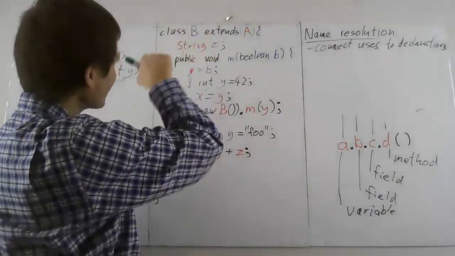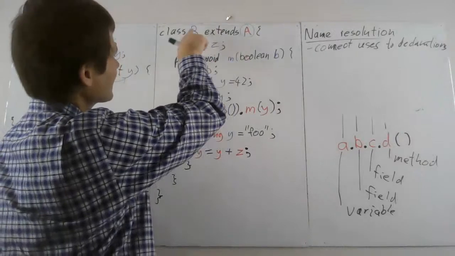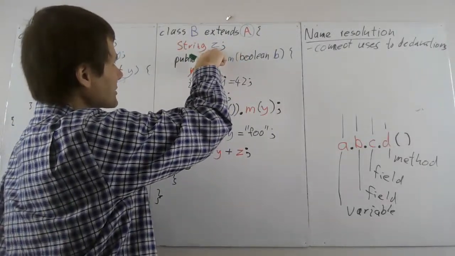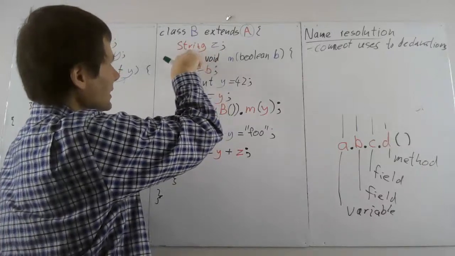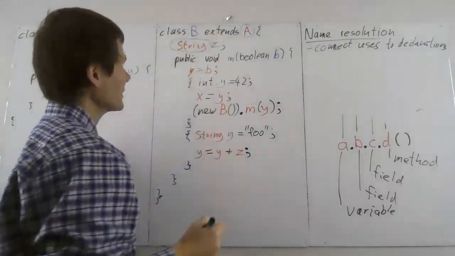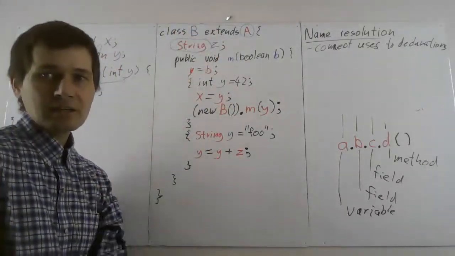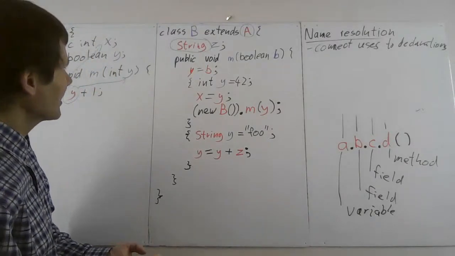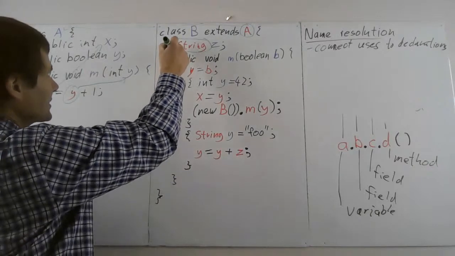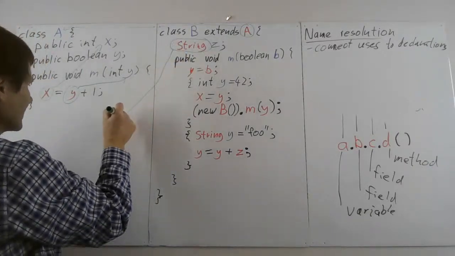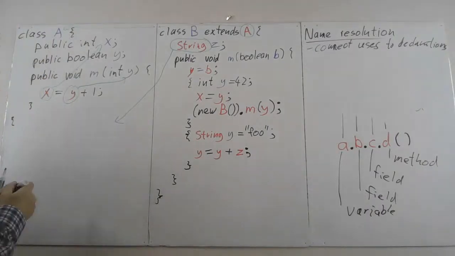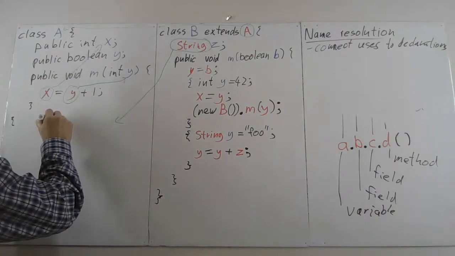Okay, so moving on, I have this field declaration. So it's declaring a new field called Z, but the field declaration itself has a use in it, String, right? When you say that the field Z is of type String, what is String? Well, String is actually some class declared in the library. So I need a declaration for java.lang.String.